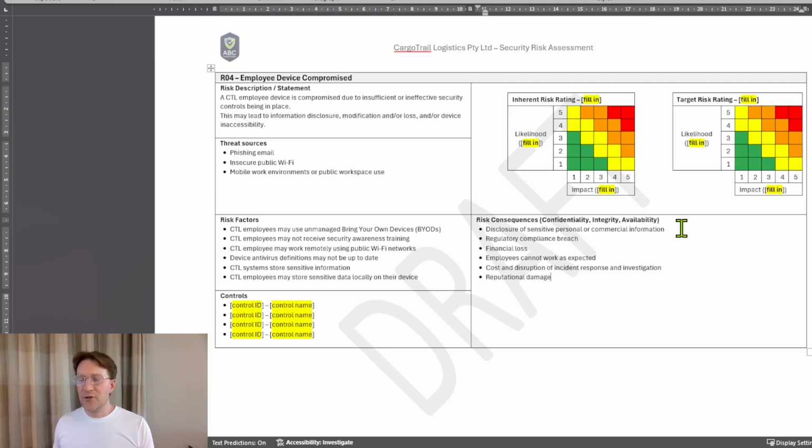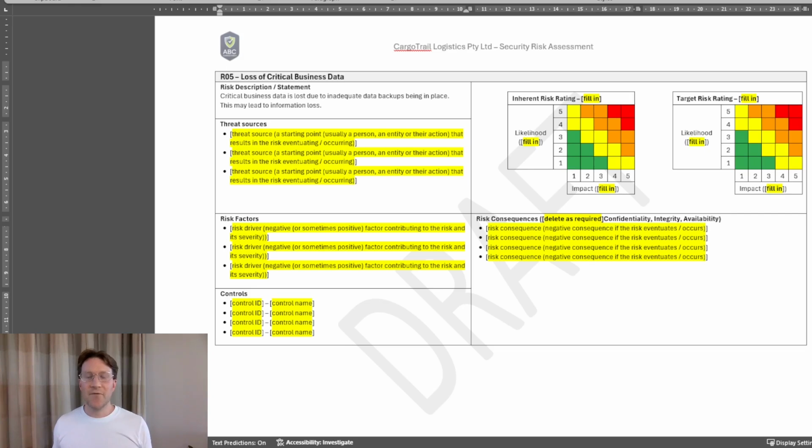So because you could have people storing information on the device, we still have the possibility of disclosure of sensitive information. This could lead to a compliance breach and resulting financial loss. If someone's device is not working properly, then no matter what their job is at the company, they couldn't work as expected. So you have lost productivity. We then have the usual incident response and investigation. And if there was a compliance breach, disclosure of confidential information, then it could lead to reputational damage.